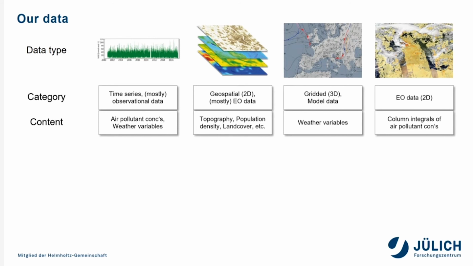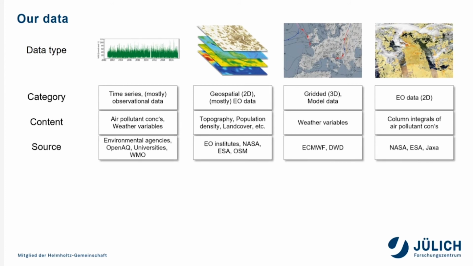Then the model data, we really focus here on weather model data, so weather variables. And for the satellite data, we are primarily looking into column integrates of air pollutant concentrations, things like aerosol optical density or tropospheric ozone columns. Of course, if there's a smart idea of using weather Earth observations, there's no one stopping you from making use of that data either.